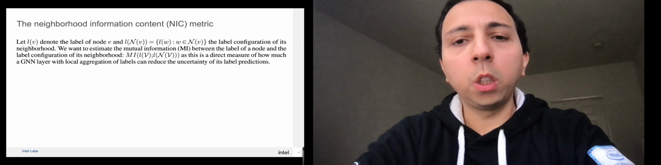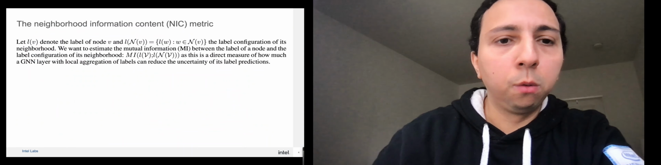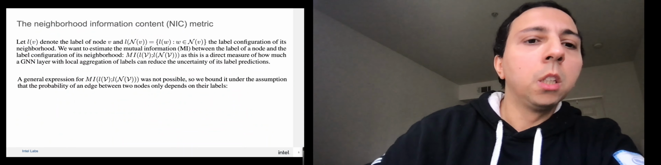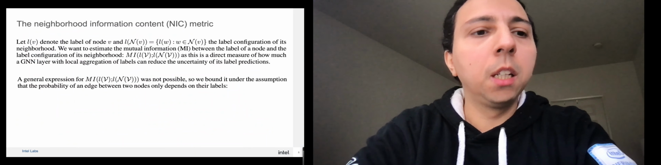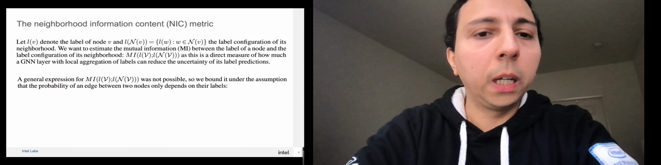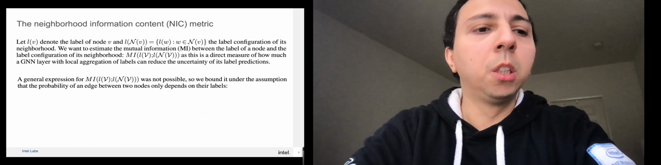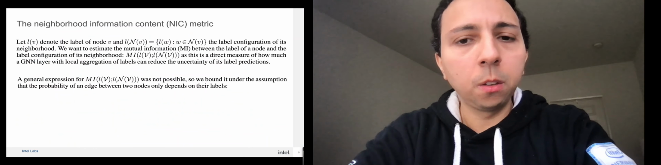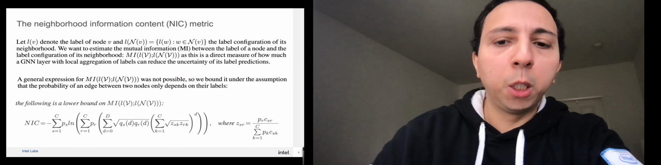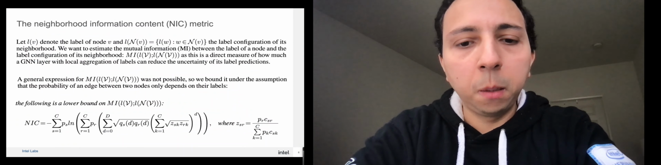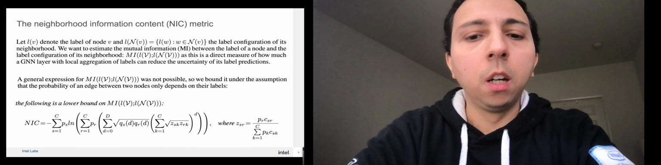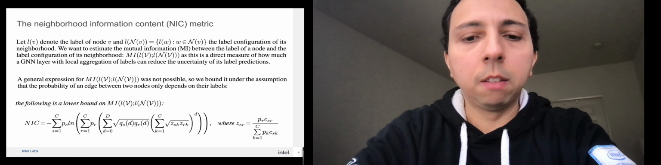A general closed-form expression for this mutual information was not possible, so we derive a lower bound under the assumption that the probability that two nodes connect to each other only depends on their labels. This lower bound is the neighborhood information content metric. The expression looks quite daunting, but it's actually quite simple to evaluate for an arbitrary graph.